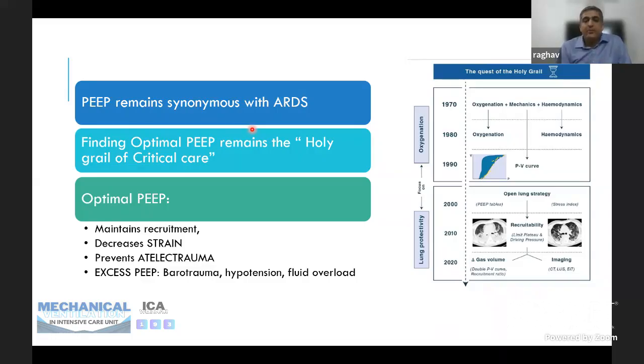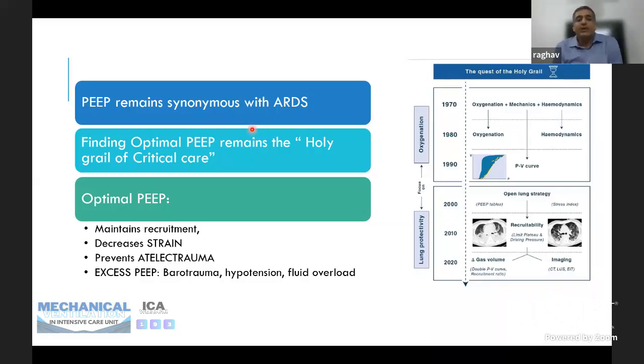However, PEEP by itself, if it is excessive and unnecessary, can cause barotrauma, which we see as pneumomediastinum or pneumothorax. It can affect the RA-RV pressures. It can cause RA-RV overload and subsequently cause hypotension, which will lead to excessive fluid infusions and ultimately fluid overload and difficult weaning in this patient.